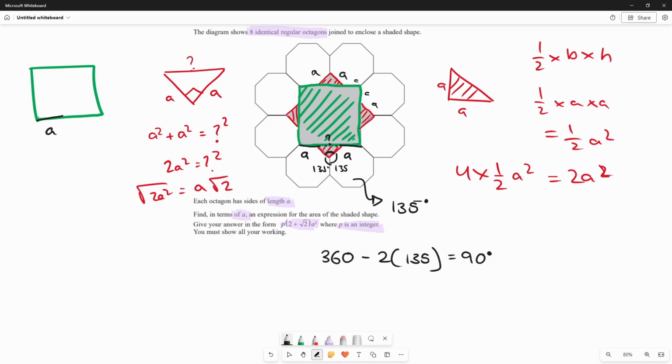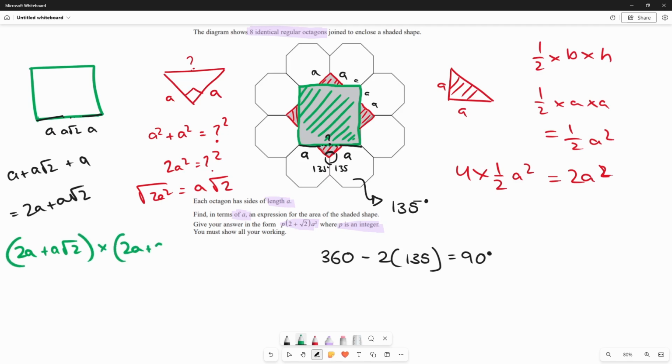So now we can find the side length of the square. We have A, and then we have A root 2, and then A, which is A plus A root 2 plus A. And that is just 2A plus A root 2. But of course that's only one side length. We're going to have to multiply it by itself to find the area of the square. So that's going to be 2A plus A root 2 multiplied by itself, which is 2A plus A root 2.